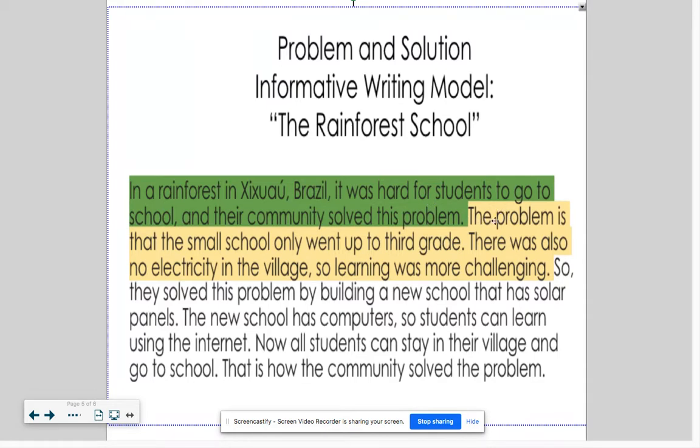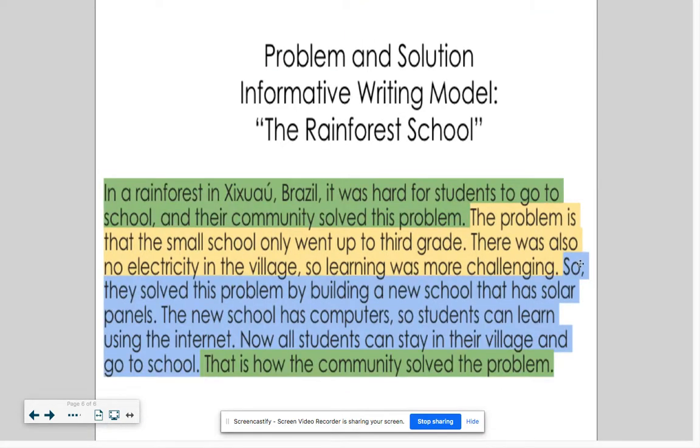Next, I'm going to talk about the problem. As you can see, the sentence starts with "the problem is," so this is when I go into my sentence about the problem. The problem is that the small school only went up to third grade. There was also no electricity in the village, so learning was more challenging. I got this information from the text. In the text, I learned that they had no electricity. So now the reader knows what the problem is, and there is a sentence that gave us key information from the text. Now I need to talk about my solution.